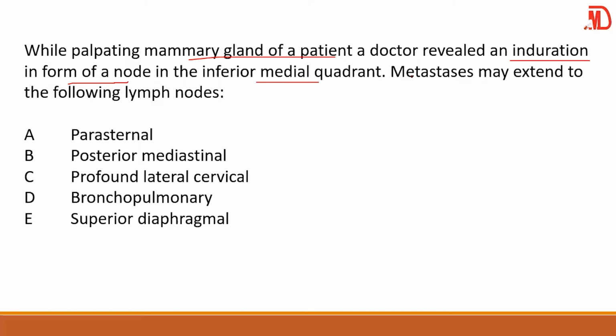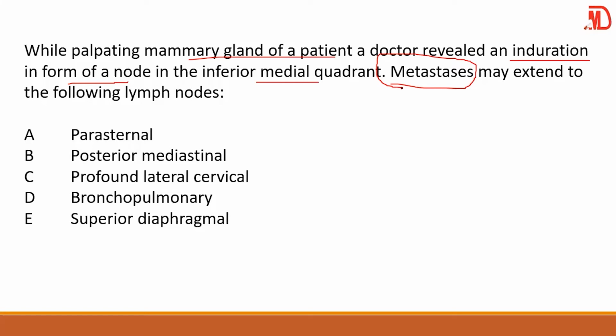Guys, look. Metastasis may extend to the following node. Now, talk about metastasis. This means that it can move and affect other tissues. So that means that whatever node that is there is a cancerous node. So this patient could have what? A breast cancer.